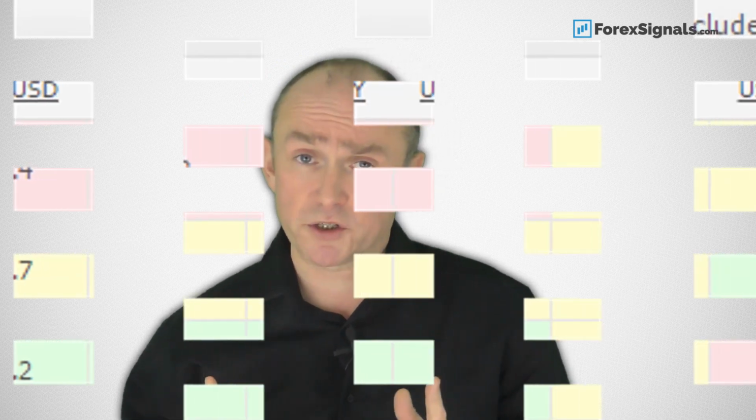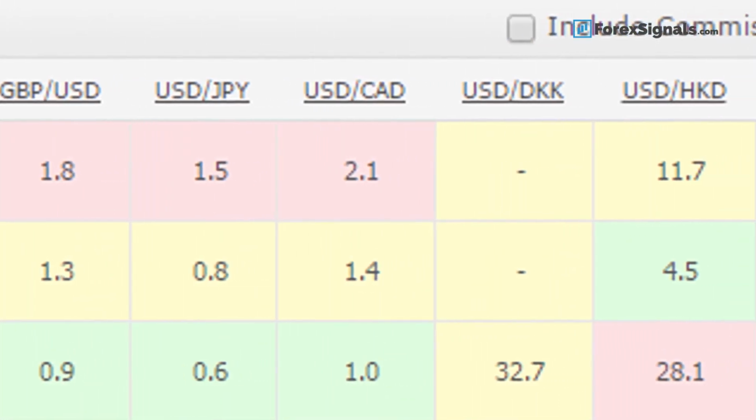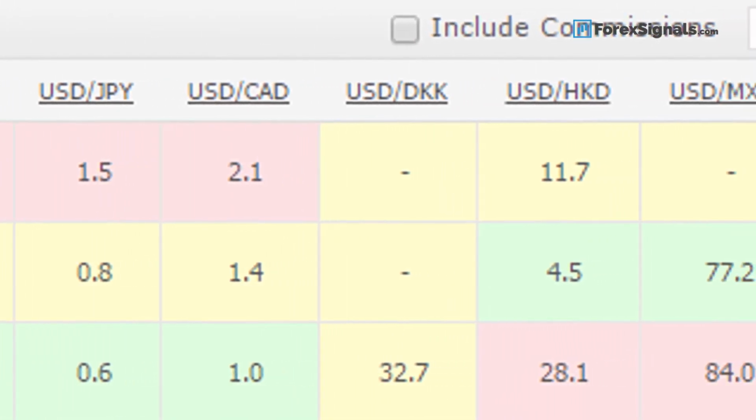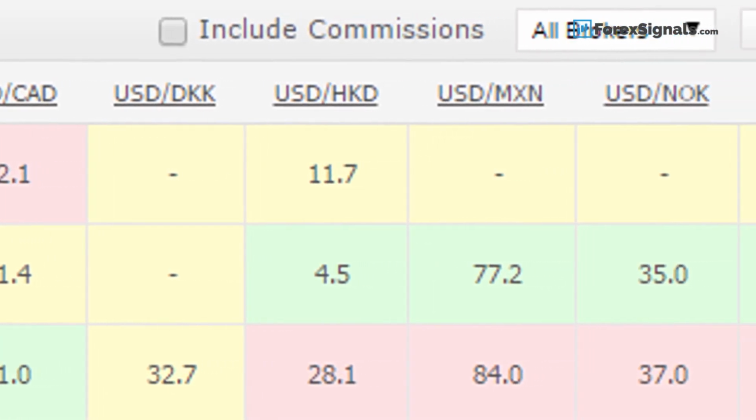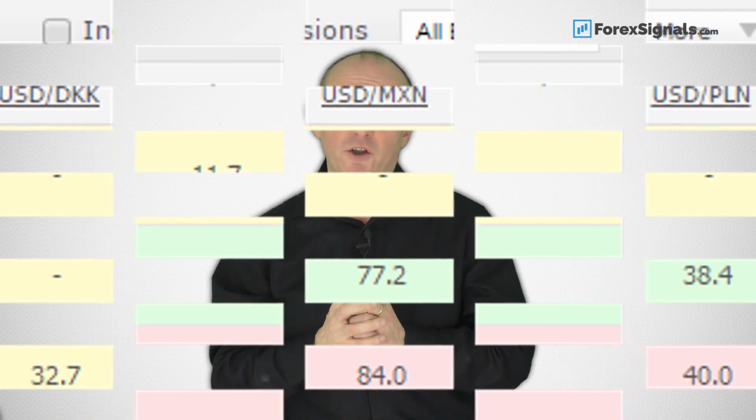Now trading the majors has a significant advantage over trading the minors and the exotics in terms of cost. Now because the majors are much more actively traded, the spread, and that's the difference between the buying price and the selling price, is often much tighter, so the cost of trading is far cheaper.